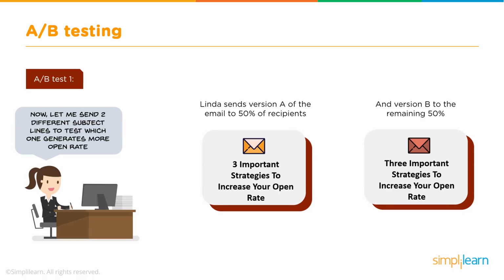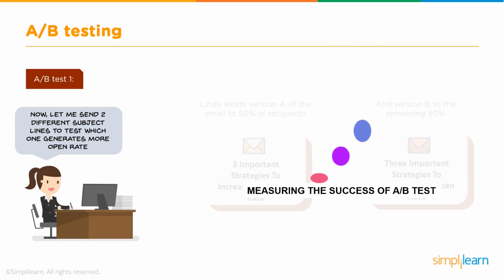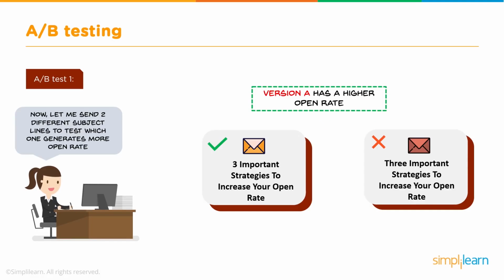Okay? So in our example here, Linda sends version A of the email to 50% of the recipients with the subject line, 3 important strategies to increase your open rate. Well, version B, which is sent to the other 50%, has the subject line, three important strategies to increase your open rate. So the only difference here is 3 and three, the number 3 spelled out. Well, because she sent out 2 different subject lines, she's going to now be able to measure the success of that A/B test. Okay? And it just so happens version A has a higher open rate. Numbers always tend to work in subject lines, by the way.